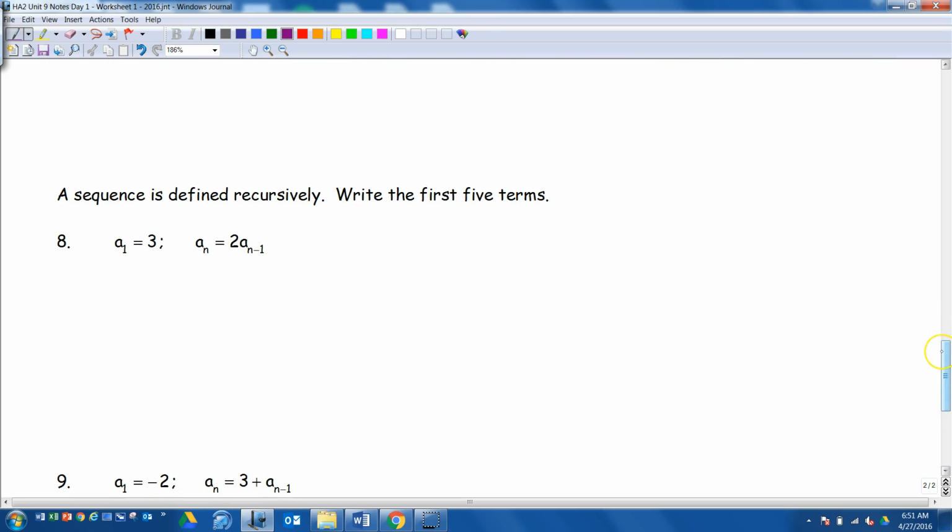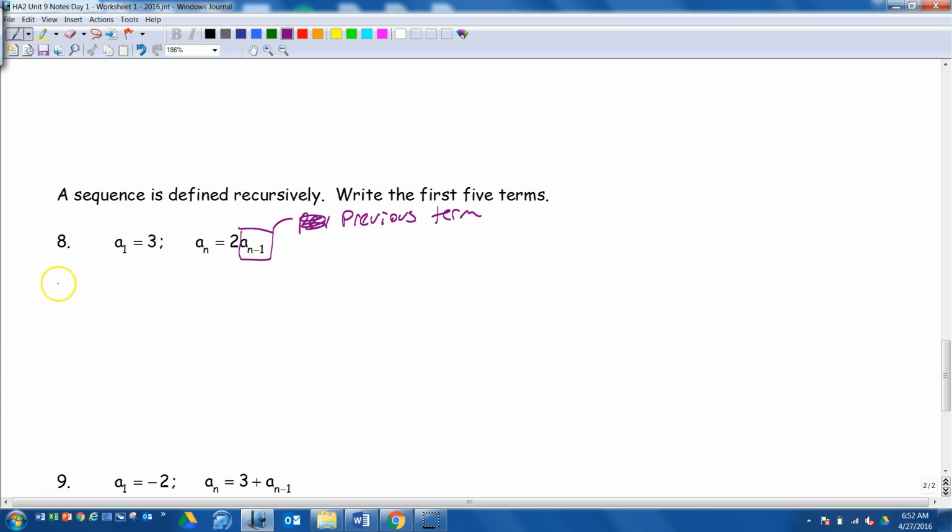Alright, so here's what's important. A recursive sequence means you need the previous term. So notice how for all these problems, I'm telling you where we're starting. I'm telling you this is the starting point at 3, and here's what you'll see. You'll see any n term is equal to 2 times the n minus 1 term. This basically means the previous term. Because if we're at n, n minus 1 was the one before it. So let's see how that works.